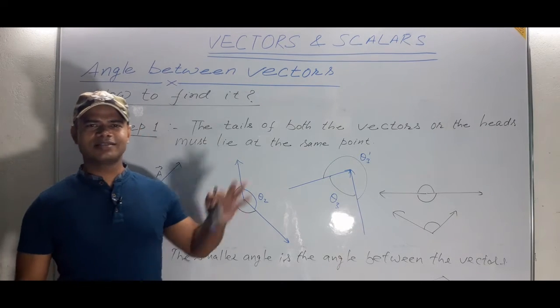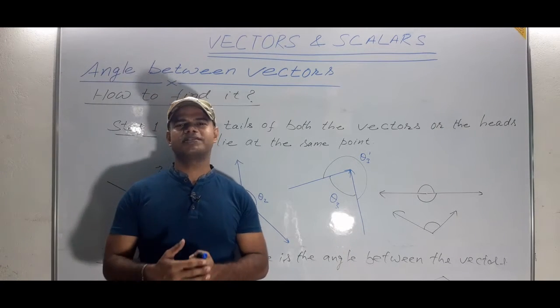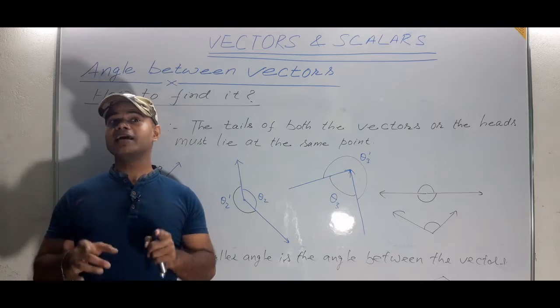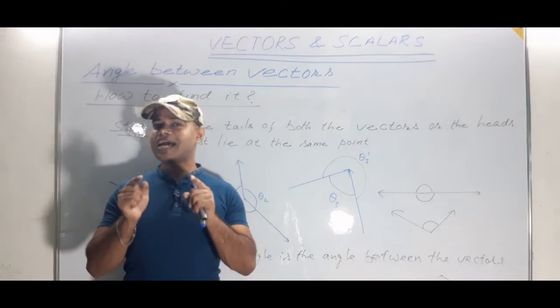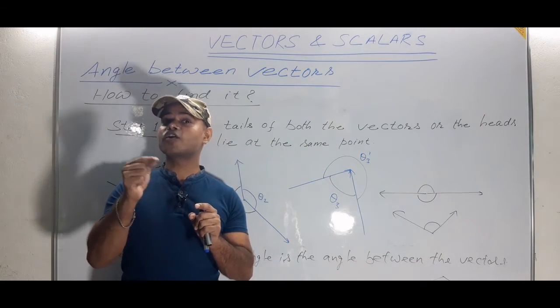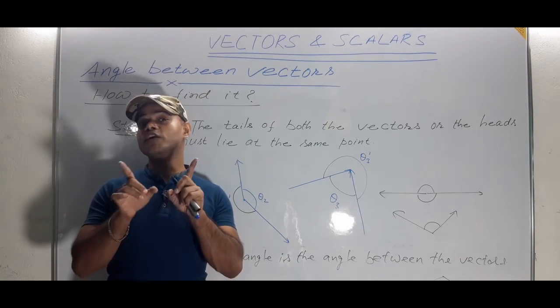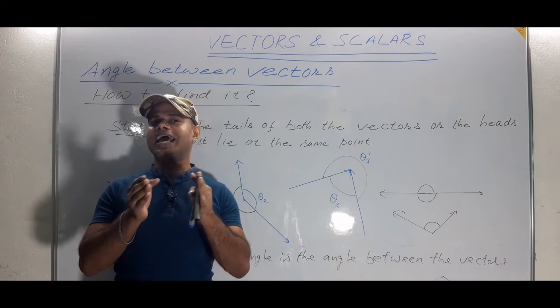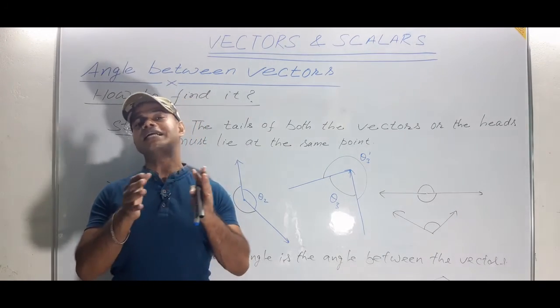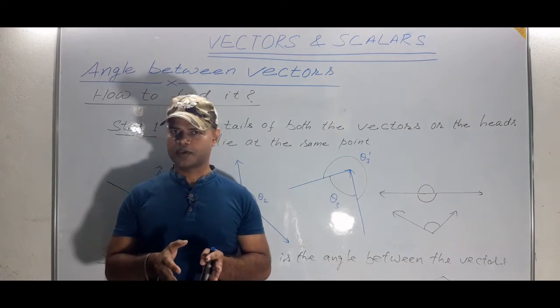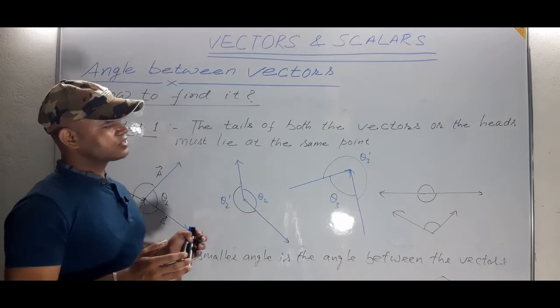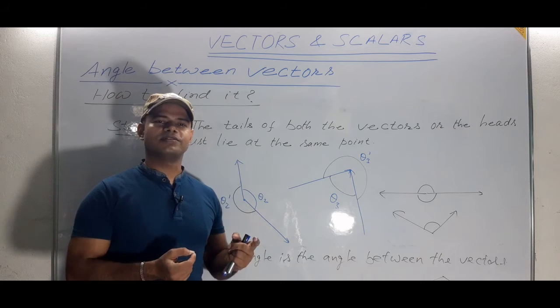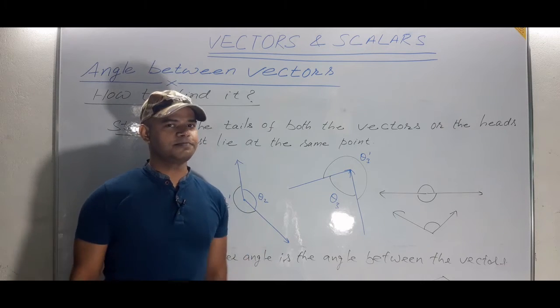So we can generalize this entire thing in a simple statement by saying the angle between the two vectors is the angle less than or equal to 180 degree between the two arrows when their heads are touching each other or the tails are touching each other. Got it? Alright, so let's look at some examples to make this thing more clear.